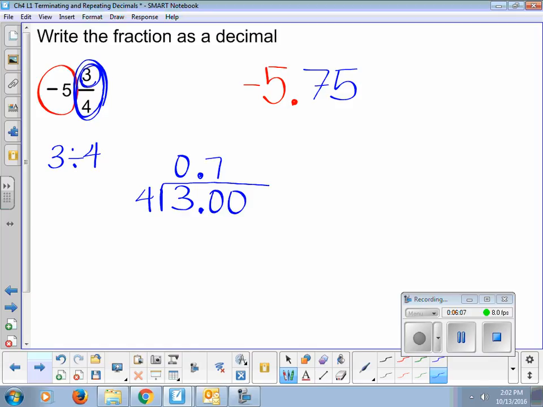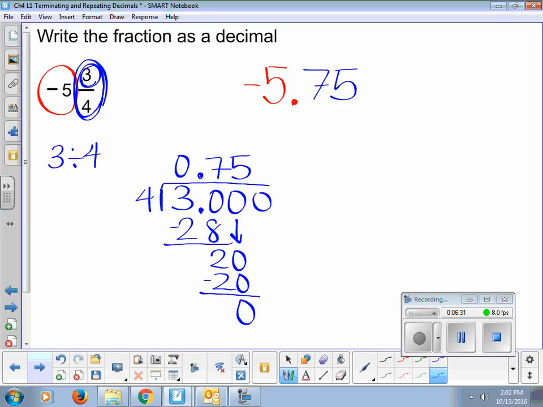What about 30? 7. 4 times 7 is 28. We subtract. What's 30 minus 28? 2. We bring down a 0. How many times can 4 go into 20? 5. And what is 5 times 4? 20. What would happen if we had another number here? We would add a 0 and we would continue.